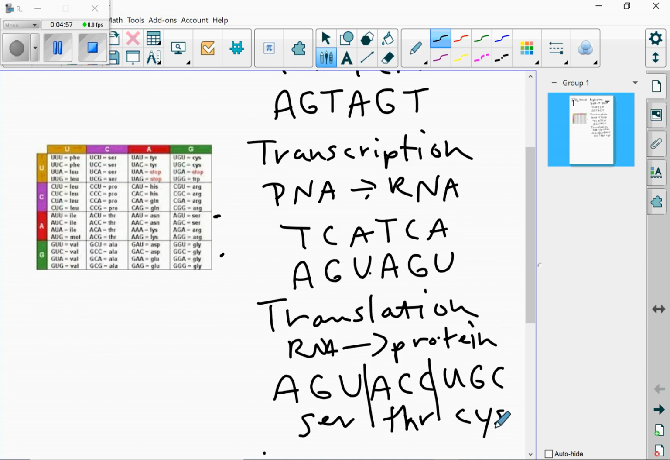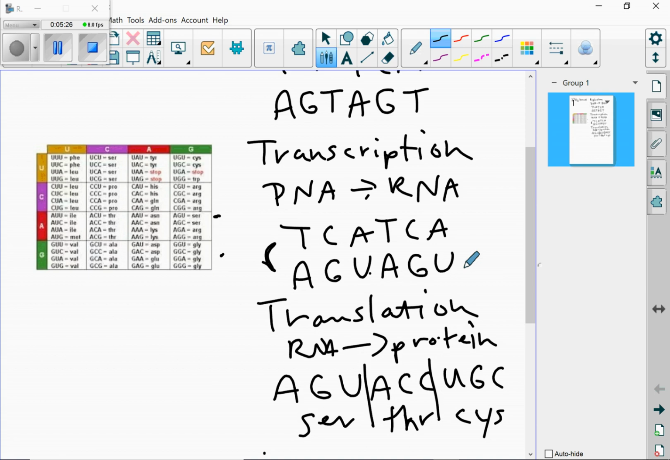Now, I will say, if you have a quiz or your test, and if this strand has T's in it instead of U's, then you're going to have to do transcription first, because you have to have it in the RNA language before you can read the chart. So if that happens, all you have to do is just take the strand, change it into the RNA language here through your transcription, and then you can read the chart.